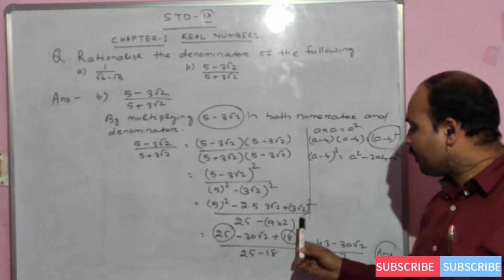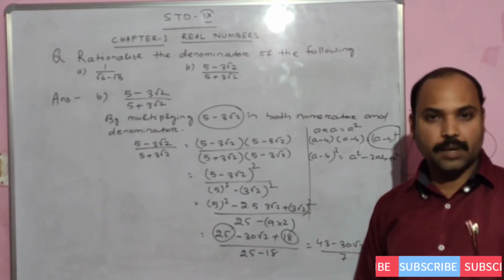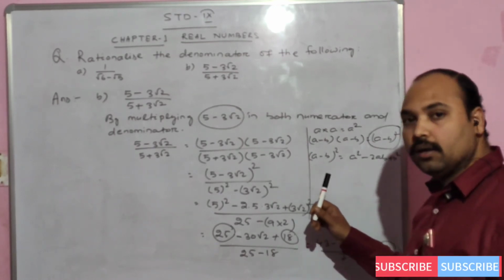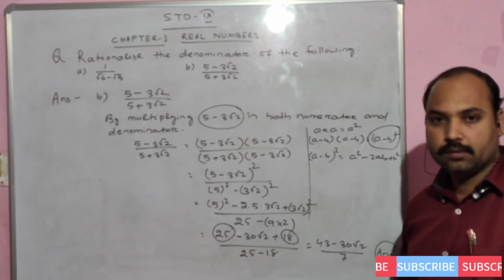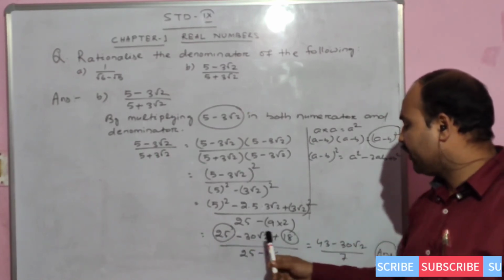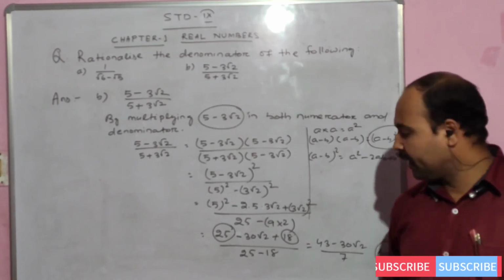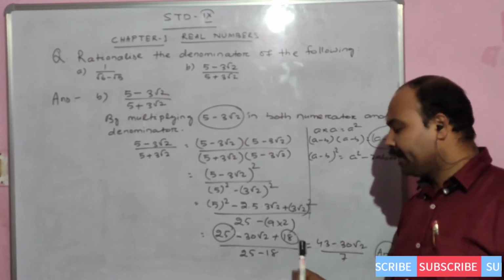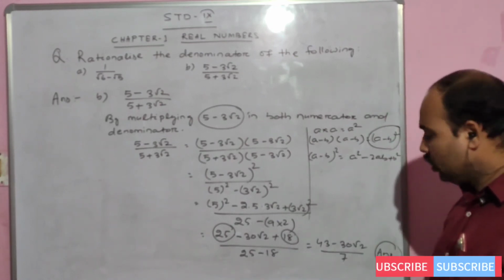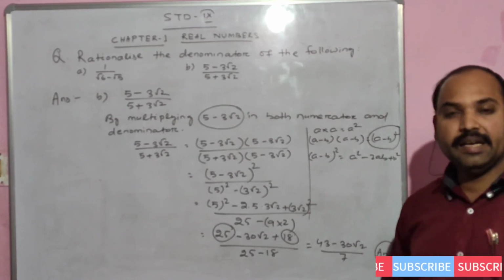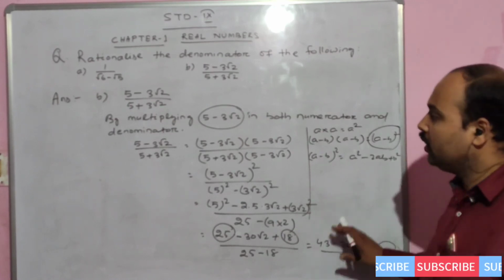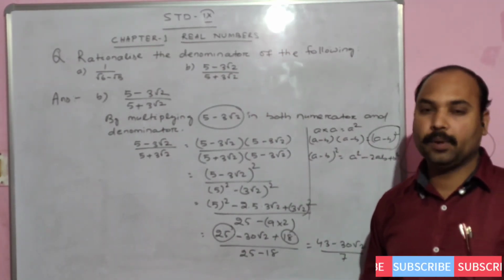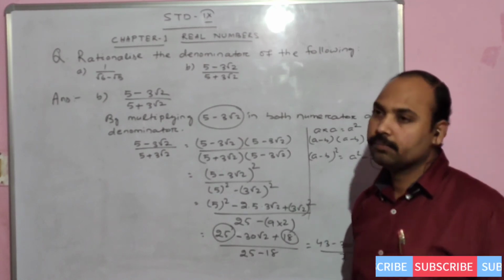Then 25 and 18 are both in the positive sign, so we add 25 and 18 to get 43. When we add 25 and 18, we get 43. Then minus 30√2, upon 25 minus 18 equals 7. So (43 - 30√2)/7 is the rationalized form of (5 - 3√2)/(5 + 3√2). Clear?